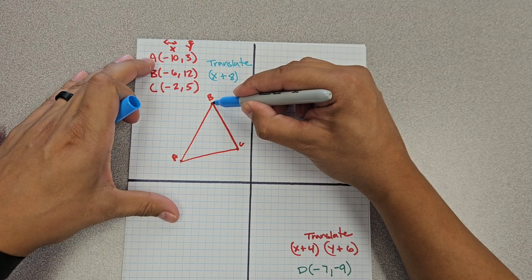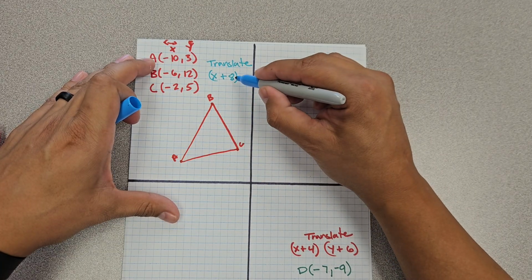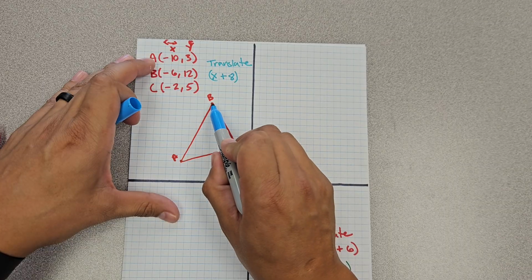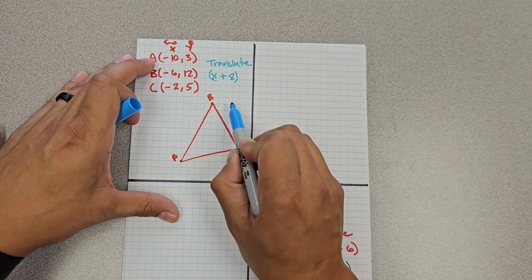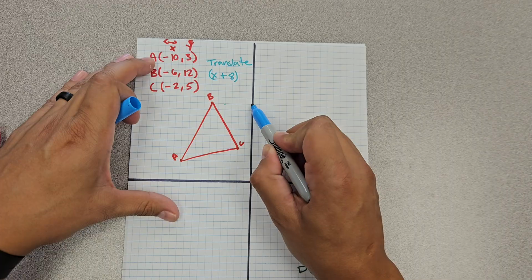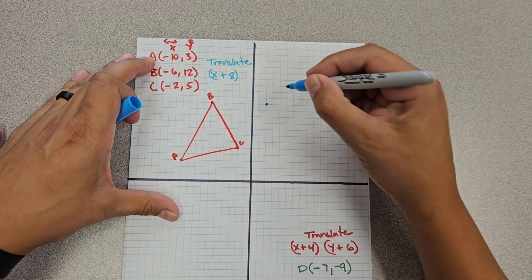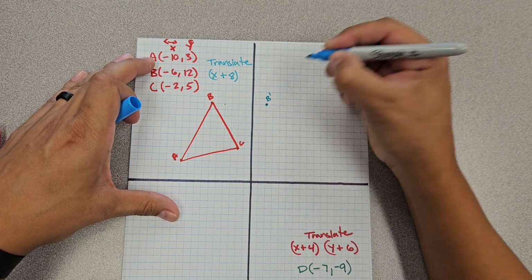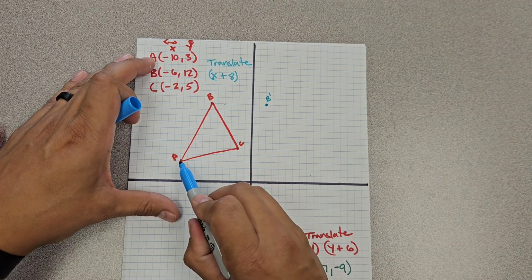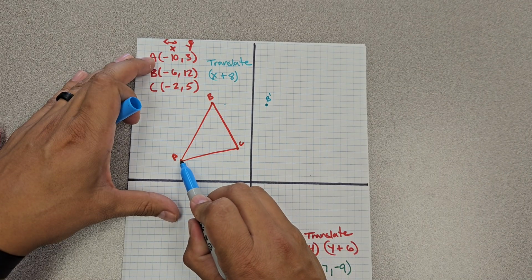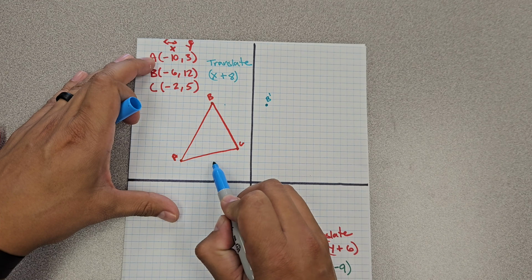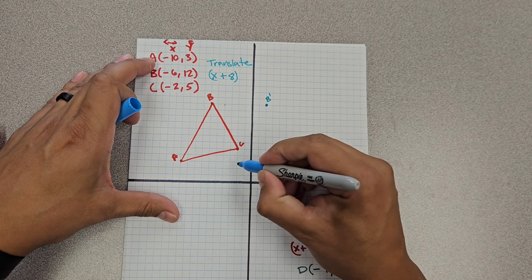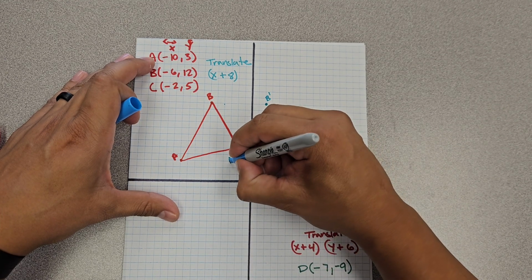So I want to go to each point, A, B, and C, and count right 8 places. I'm going to start at this top one. I'm going to go 1, 2, 3, 4, 5, 6, 7, 8. I'm going to put that point. We're going to call that B prime. I'm going to start at A now, go right 8. So I'm going to go right 1, 2, 3, 4, 5, 6, 7, 8. And that's going to get me A prime.